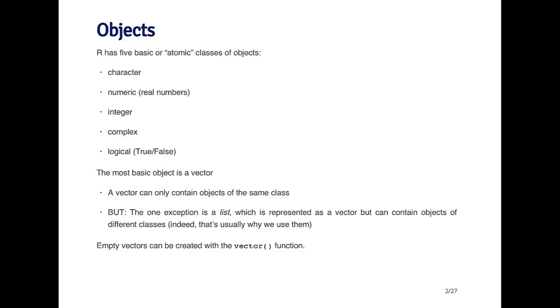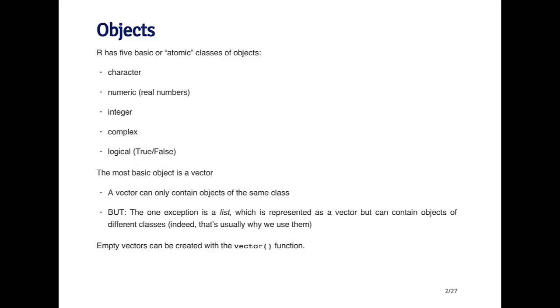The most basic object in R is what's called a vector. A vector can contain multiple copies of a single type of object. So you can have a vector of characters or a vector of integers. One thing you cannot do with a standard vector is have mixed types of objects. You cannot have a vector of characters and numerics, or numerics and integers, or integers and logicals. Everything in a vector has to be of the same class. Of course, with any great rule, there's always an exception.